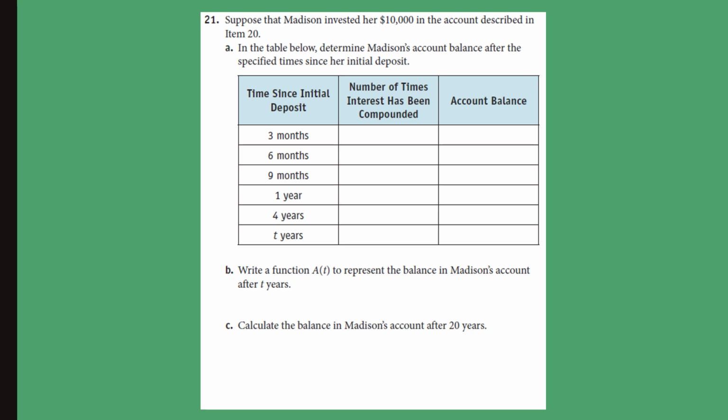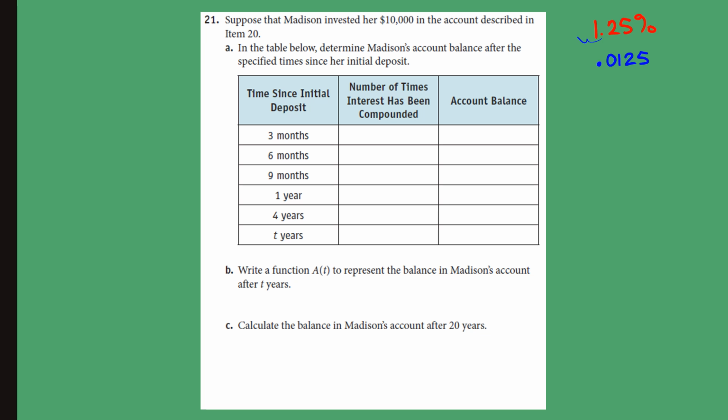All right, so we're going to suppose that Madison invested her $10,000 in that account described in item 20. So in item 20, remember she was getting 5% compounded quarterly, so the quarterly rate was 1.25%. Now be careful when you do the growth factor. 1.25% is not 1.25 growth factor. 0.0125 would be the percent part, right? Because you move this decimal 2 places. So 0.0125 is the percent.